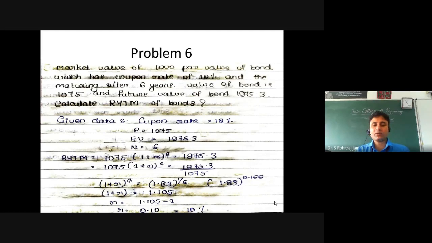Now what happens to the value of r? See, this 1 is on the left hand side, it will come to the right hand side. So 1.105 minus 1 is equal to 0.105. So the value of r, that is the realized yield to maturity, is how much? Multiplied by 100, that is 10.5%. You can see in the bottom, 10.5% is the realized yield to maturity of the bond.